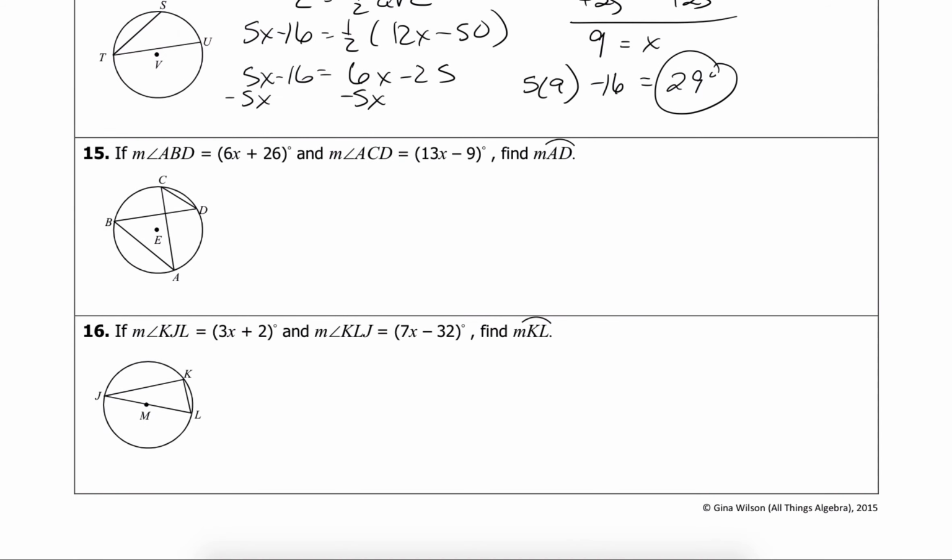All right, so here we have two angles that open up to the same arc. So let's see, we've got ABD and ACD. See how they both open up to this AD? Since they open up to the same arc, I know that these angles have to be congruent. So I'm going to set these two expressions equal. 6x plus 26 equals 13x minus 9.